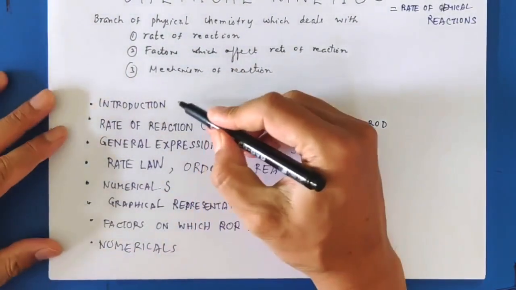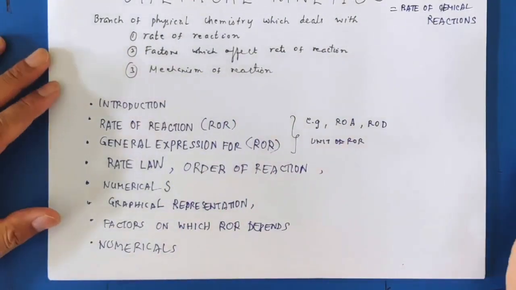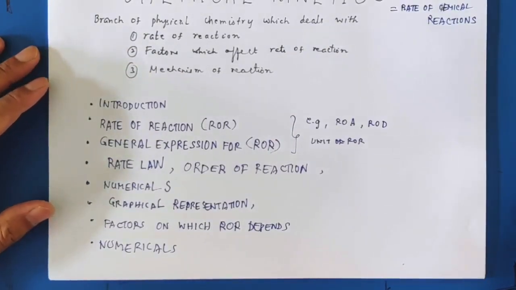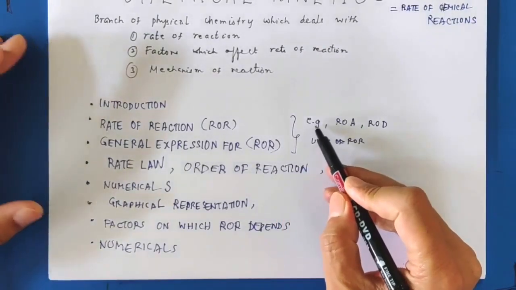Again, my introduction: reactions can be hard, can be slow, can be moderate. Rate of reaction, how to calculate it. We study how fast or slow a chemical reaction happens. Then the rate of reactions, the general expressions for the rate of reactions.